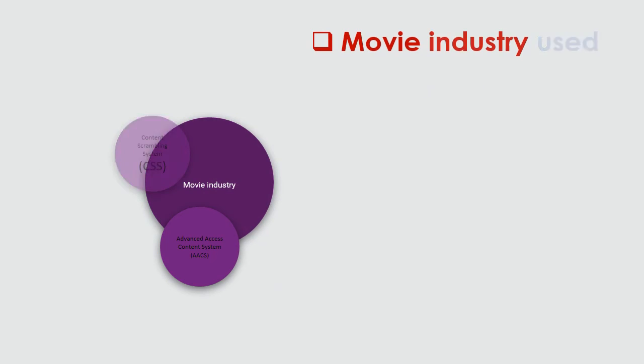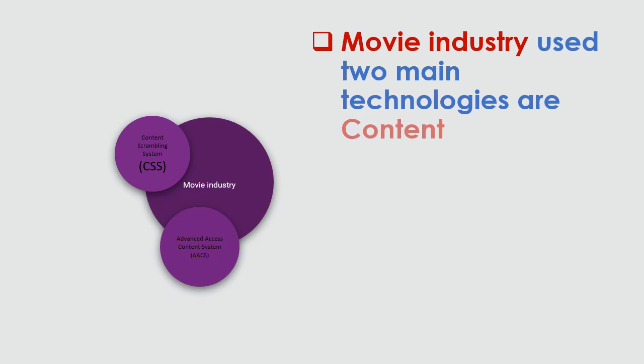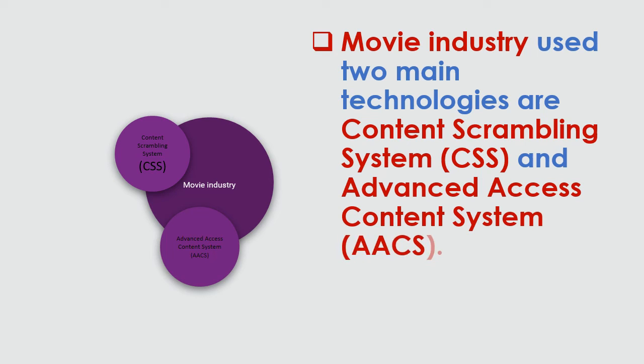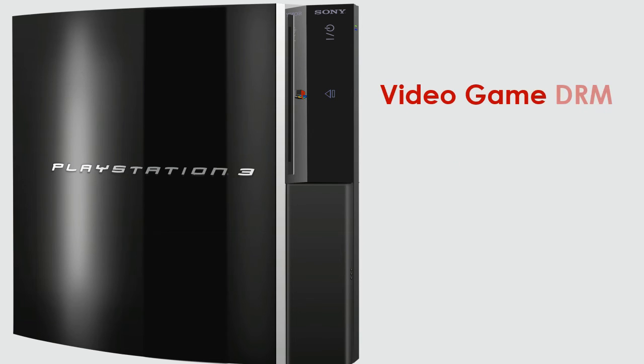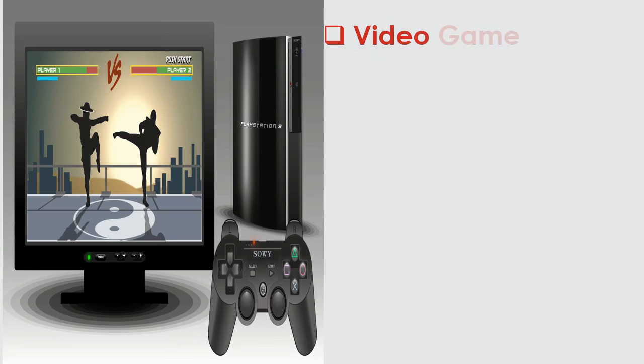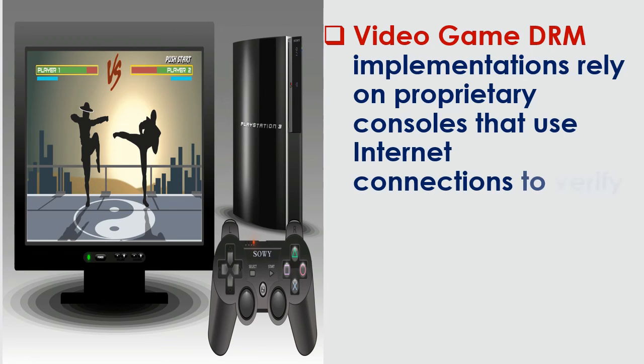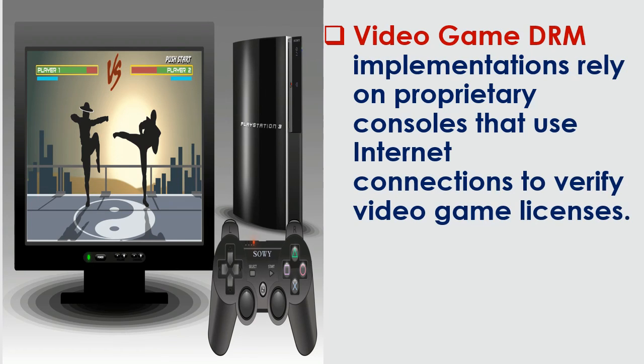Movie DRM. The movie industry used two main technologies: Content Scrambling System, CSS, and Advanced Access Content System, AACS. Video game DRM. Video game DRM implementations rely on proprietary consoles that use Internet connections to verify video game licenses.